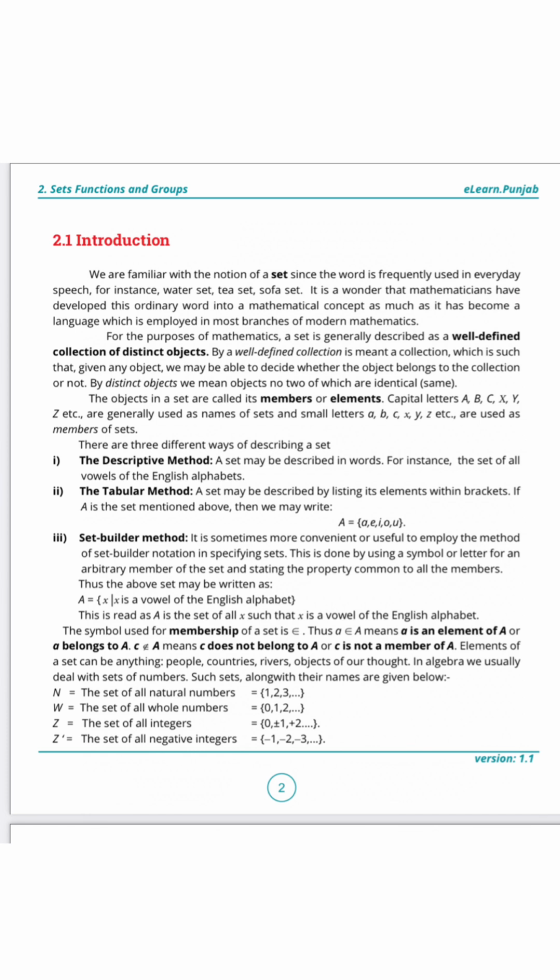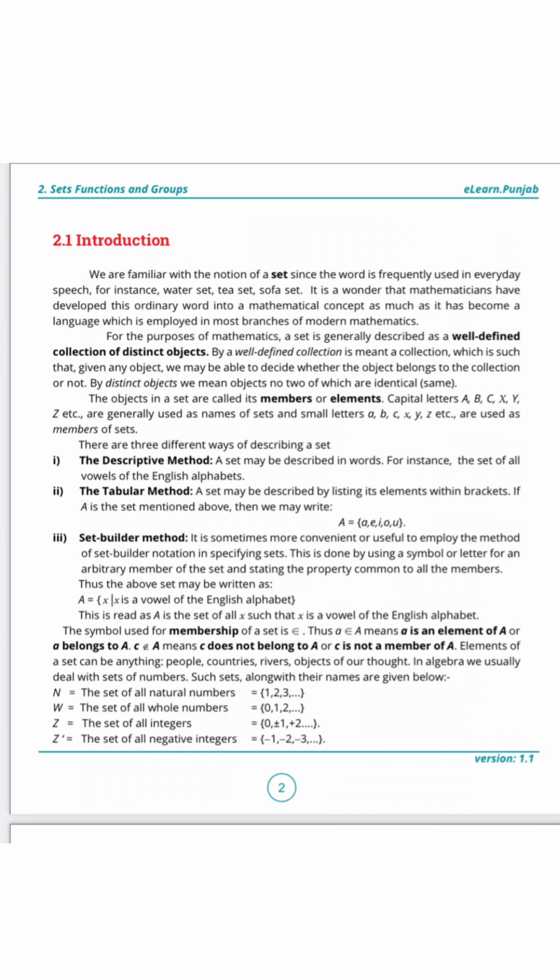And then we have the set builder method. It is sometimes more convenient or useful to employ the method of set builder notation in specifying sets. This is done by using a symbol or letter for an arbitrary member of the set and stating the property common to all the members. Thus the above set may be written as A is equal to curly bracket start X, vertical bar, X is a vowel of the English alphabet, bracket closed. Okay, now this vertical symbol is not a bracket, it is actually read as "such that". This is read as A is the set of all X such that X is a vowel of the English alphabet.